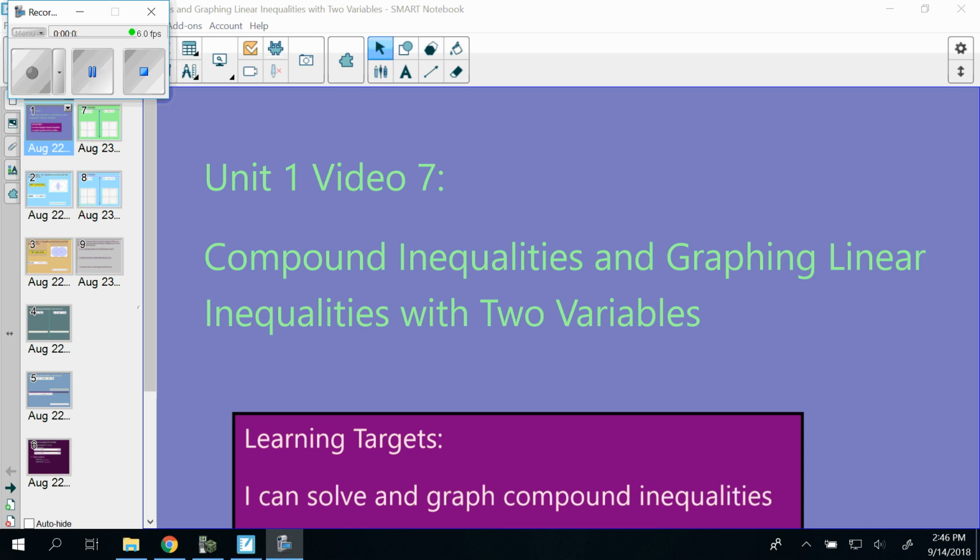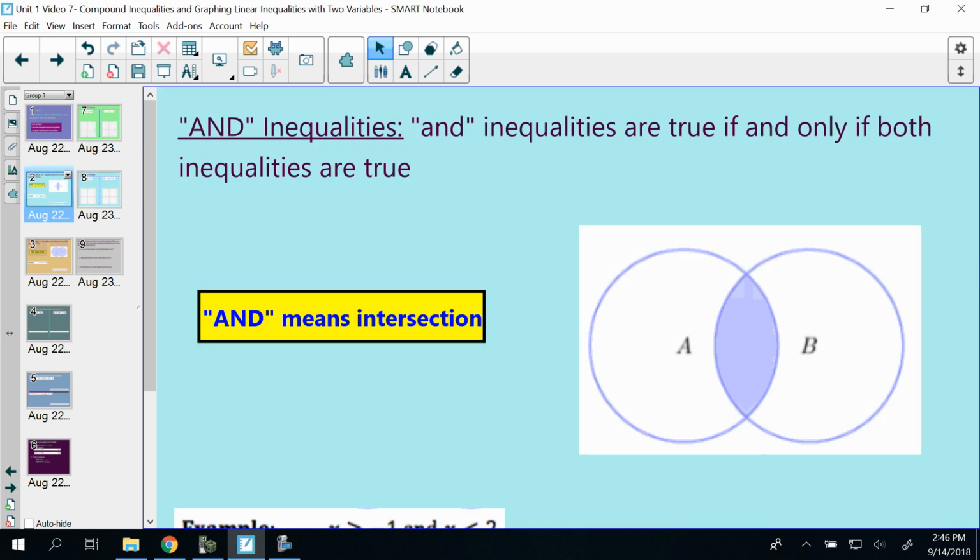Okay, last video for Unit 1, we're going to be looking at inequalities again, but we're going to be looking at compound inequalities and also graphing linear inequalities when there's two variables. First one we're going to look at is AND inequalities. AND inequalities are true if and only if both inequalities are true.